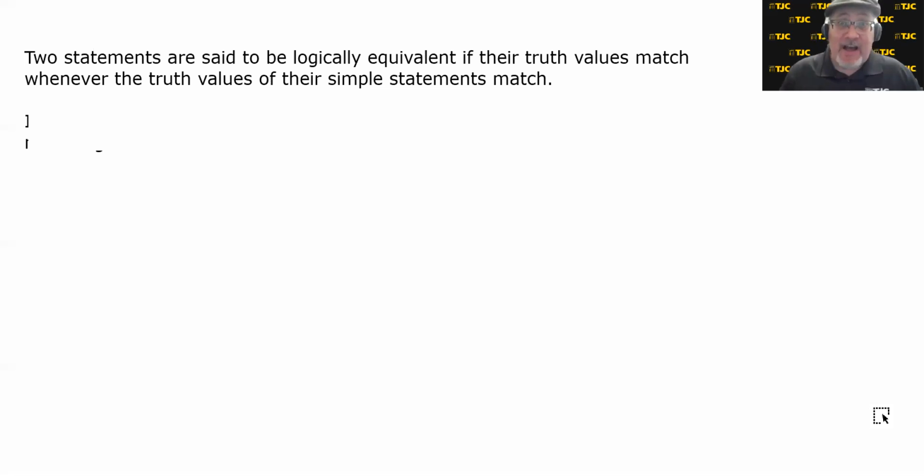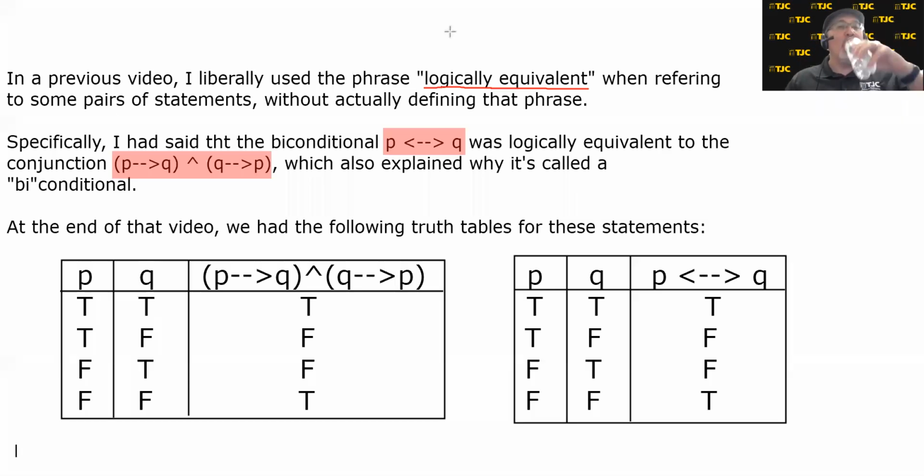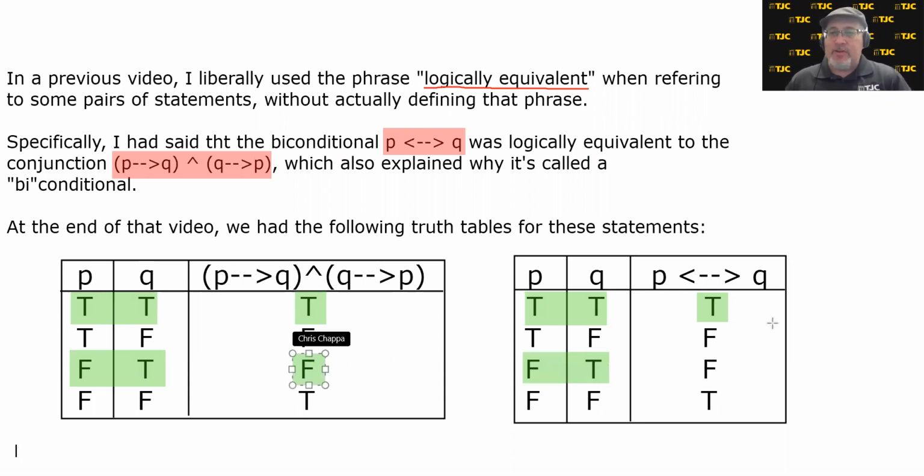When I did that, I was actually defining logically equivalent without telling you. Two statements are said to be logically equivalent if their truth values match whenever the truth values of their simple statements match. Allow me to explain. If the truth values of the simple statements match, they're both true in these two rows, then the actual statement's truth values match. For example, if we go to the third row, if the simple statements have the same truth values in each of the compound statements, in this case P is false and Q is true, then the compound statement itself has the same truth value.